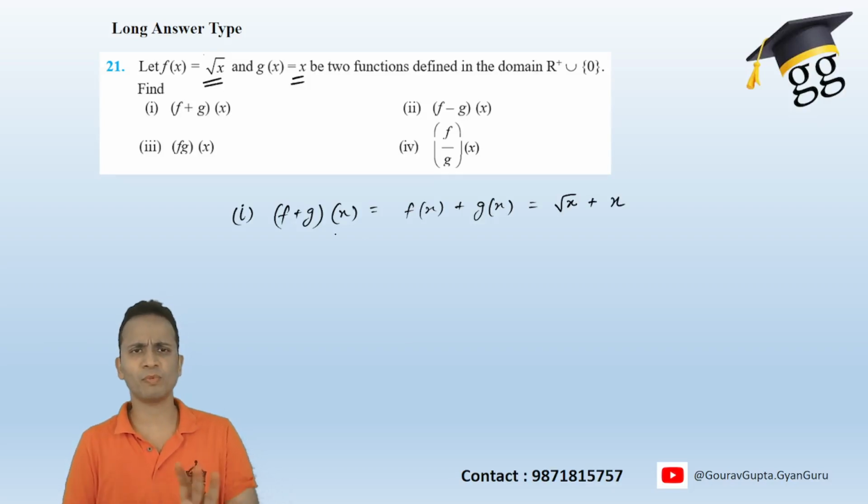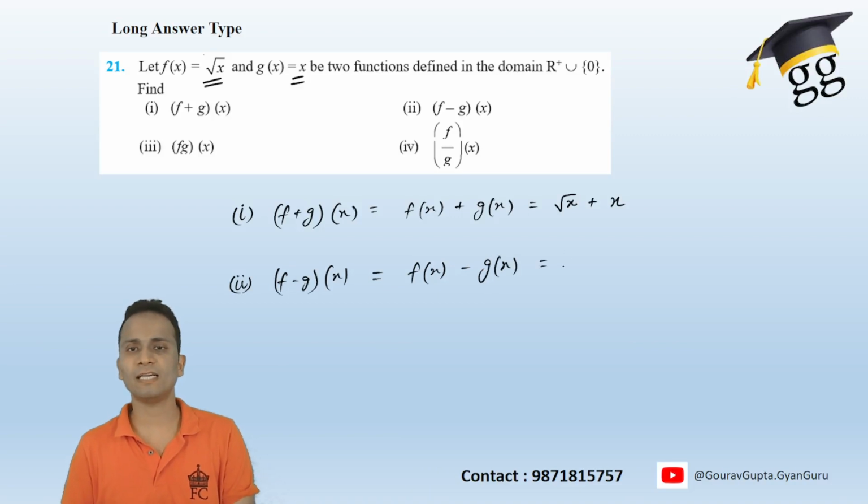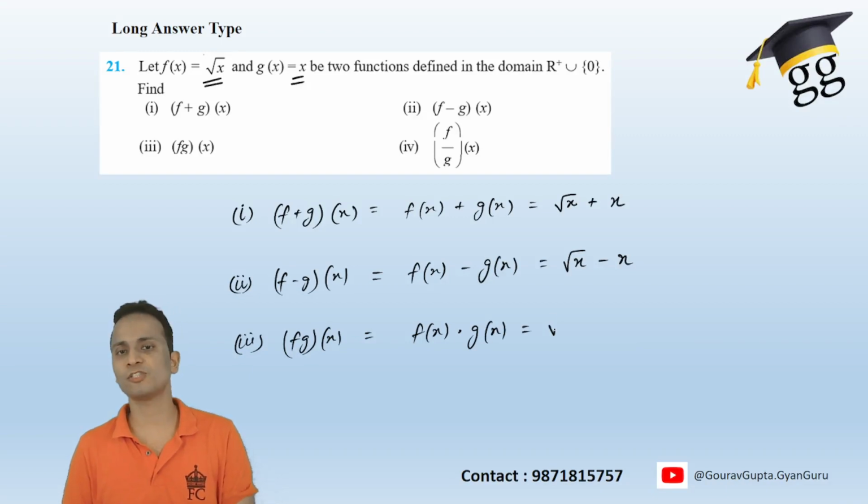Okay, so that is part number 1 over. Part number 2, f minus g of x will be equal to f of x minus g of x, and that is root x minus x. You can leave it here only. Now part number 3, f g of x. So that will be f of x multiplied by g of x. Okay, f of x is root x multiplied by x.